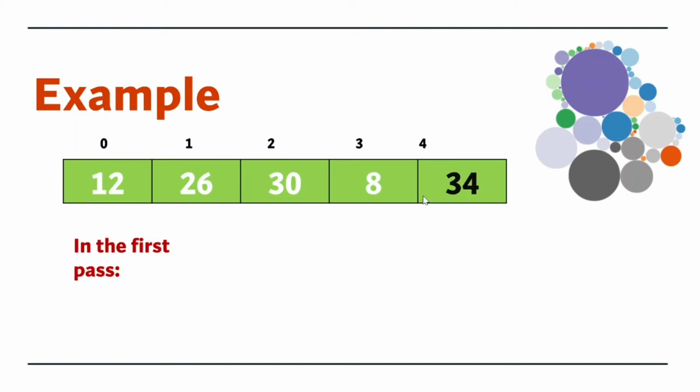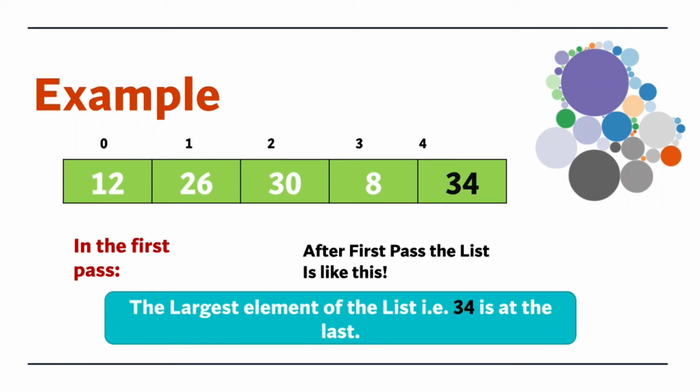And now you can see, after this swapping, 34, which is evidently the largest element of my list, is at the rightmost position. So you can see that after the first pass, the list will be like this, and it is very evident that 34, which is the largest element, is at the last position. That means it is at its correct position. Now that was the first pass or the first iteration.